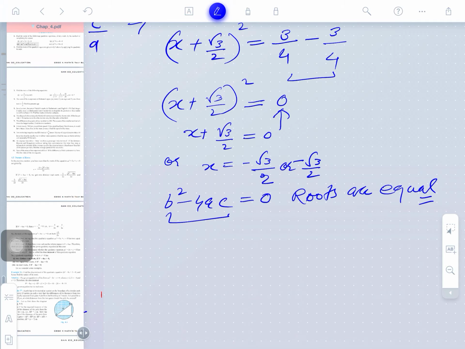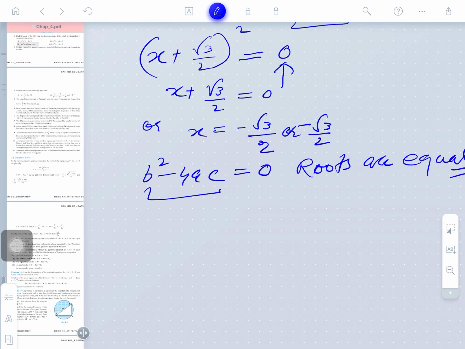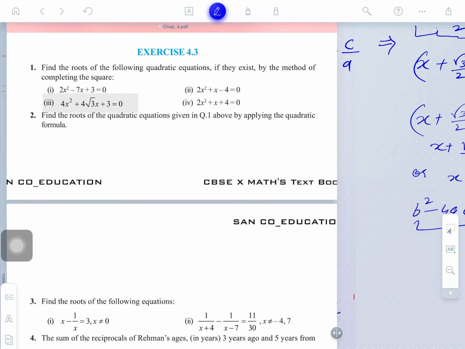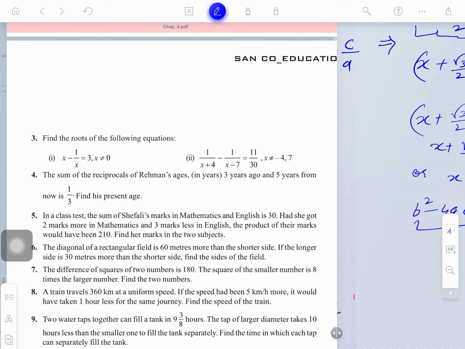It will tell you what the nature of the solution will be, and what the nature of the roots will be. Well understood? Now see the next one also. In this question, I think you have done this question.